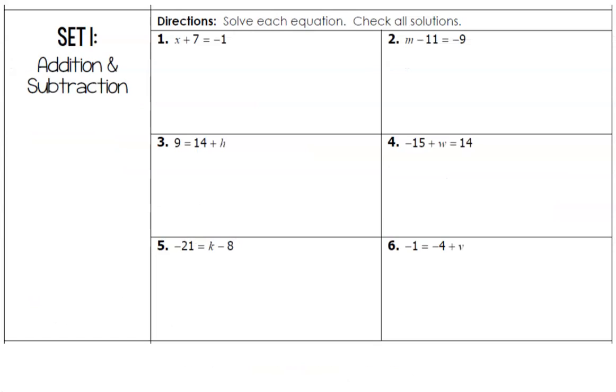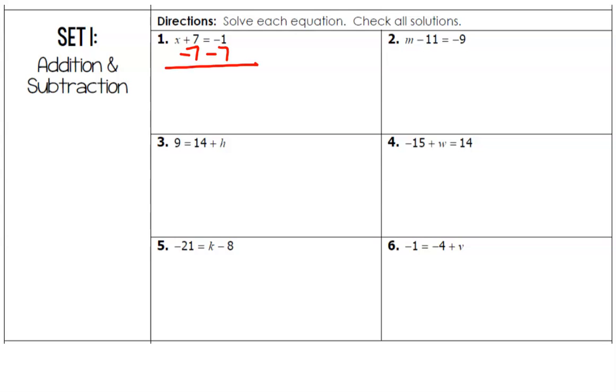Let's take a look at an example. Question number 1. X plus 7 equals -1. First, identify your variable. There it is. Second, determine the operation tied to that variable. Then third, use the inverse of that. So the opposite of adding 7 is subtracting 7. And don't forget to be fair. That means to use it on both sides of the equal sign.